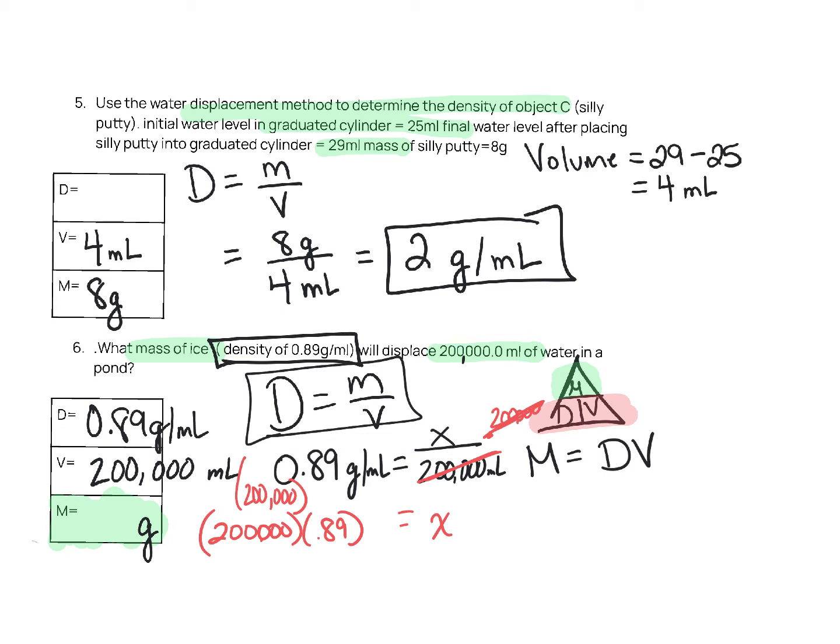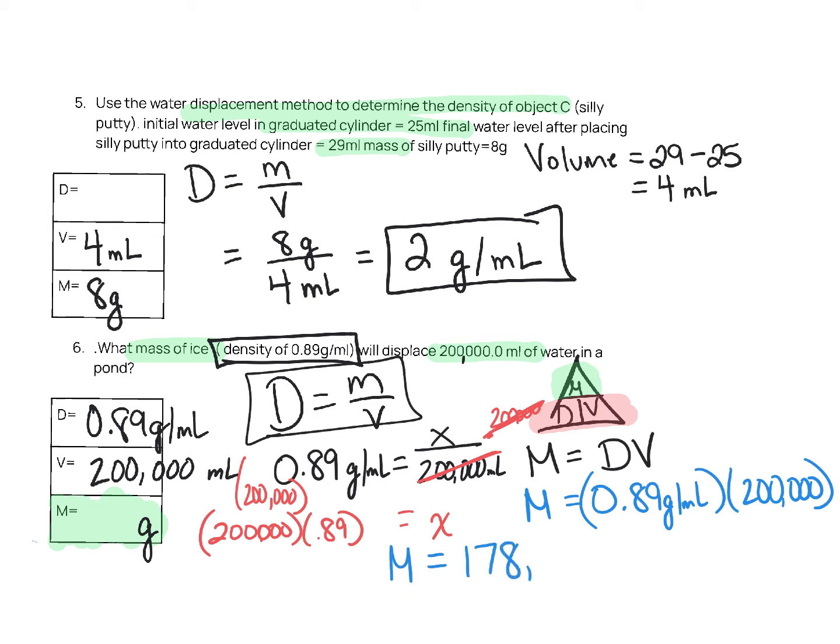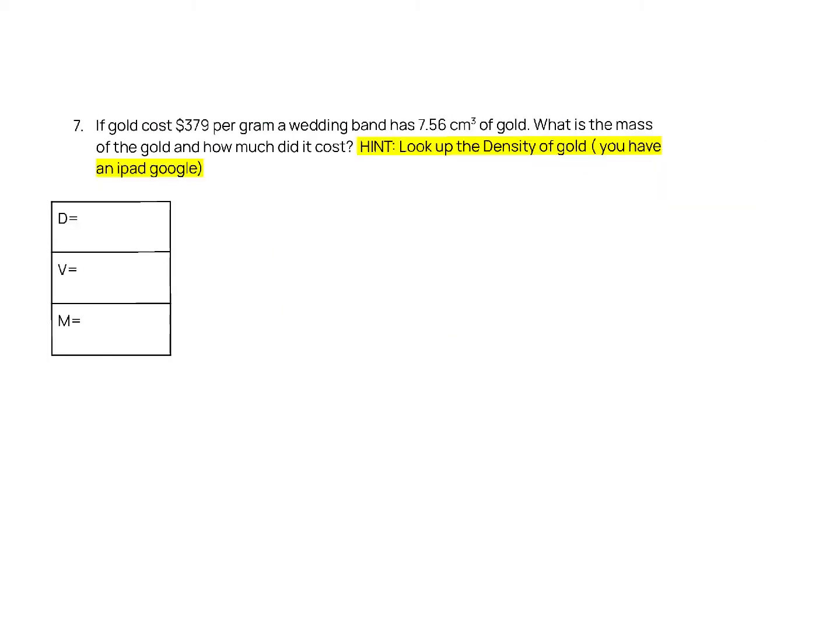Now, if I set it up this way, my mass is my unknown. My density is 0.89 grams per milliliter, and my volume is 200,000. So you can see that mathematically, we end up doing the same exact thing. So 0.89 times 200,000 is going to give us a mass that is equal to 178,000 grams of ice.